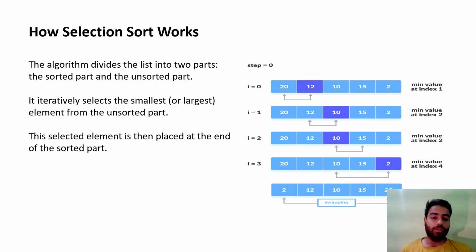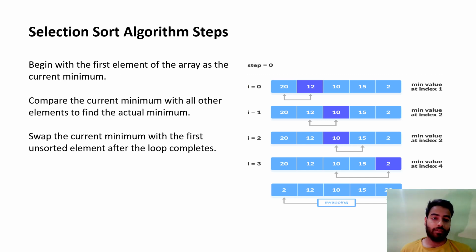How selection sort works. The algorithm divides the list into two parts, the sorted part and the unsorted part. It iteratively selects the smallest or largest element from the unsorted part. This selected element is then placed at the end of the sorted part.